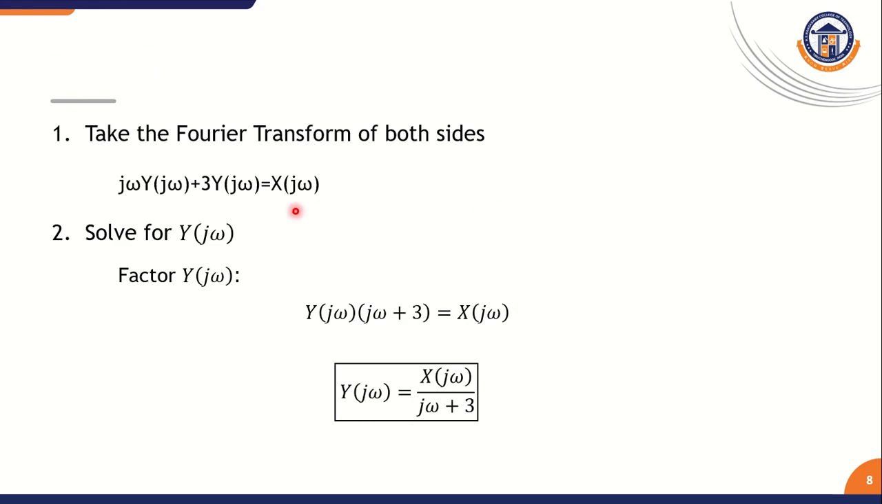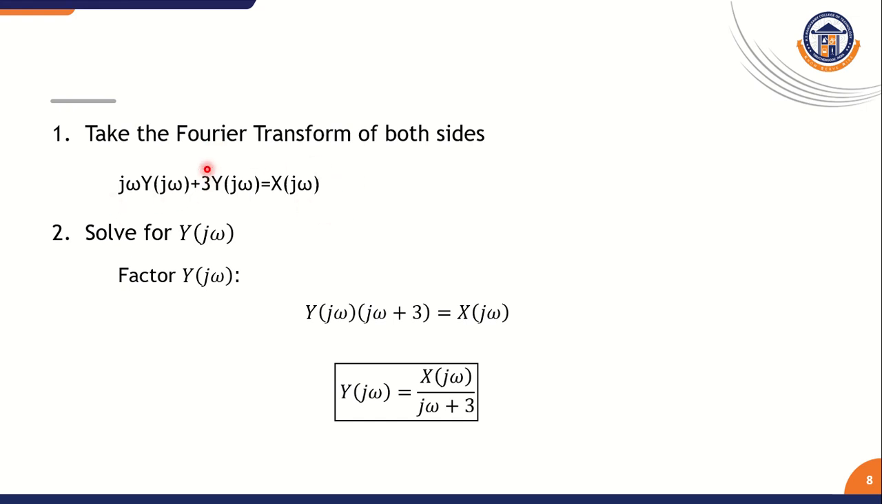After applying the differentiation property, we get our equation like this: j omega into Y of j omega plus 3 into Y of j omega equals X of j omega. From this, we have to find the output response or frequency response. First, we solve for capital Y of j omega. As we already discussed, the left side has only the output representation, and the right-hand side has only the input representation of our system.